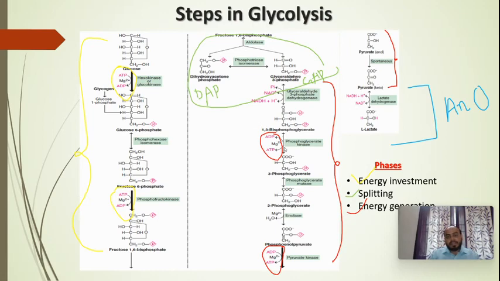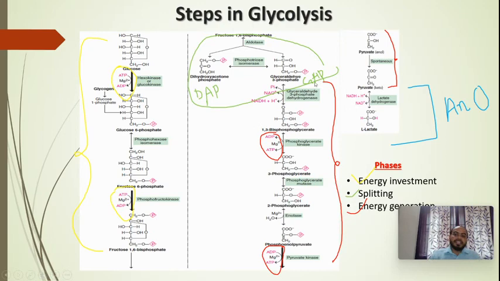If we subdivide this entire metabolism, then we can see glycolysis is happening in three different phases. The first phase, which we have highlighted with yellow color, is called energy investment. Here, energy will be invested to carry on these processes. Second is called the splitting phase, where the substrate will be split and converted into two different products. That is called the splitting phase.